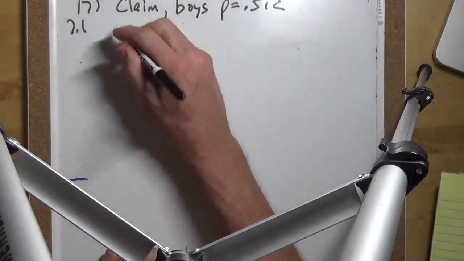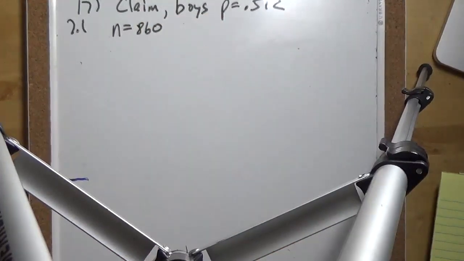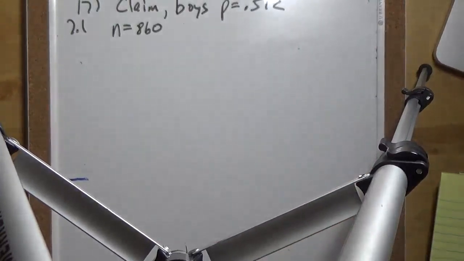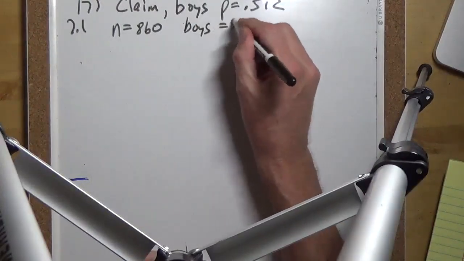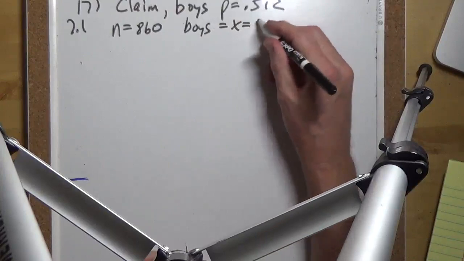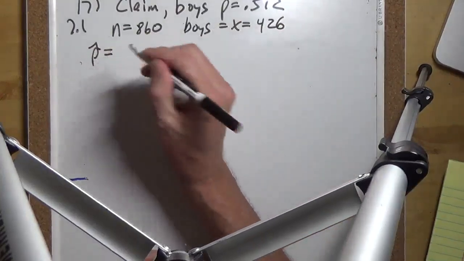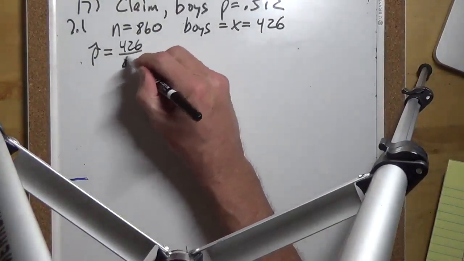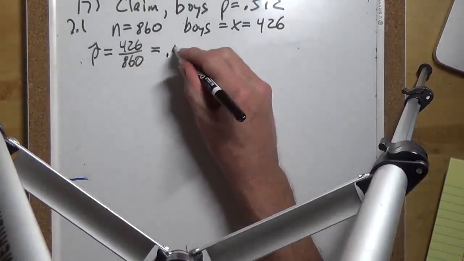Okay, this study samples 186 births randomly, a simple random sample, yes. This is binomial, it checks all the marks. The number of boys is X, which is 426. So the sample proportion, 426 over 860, is 0.495.